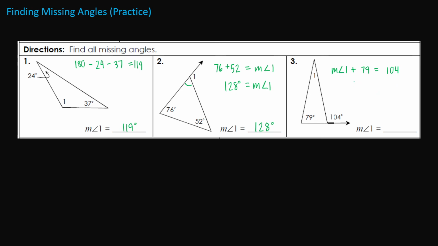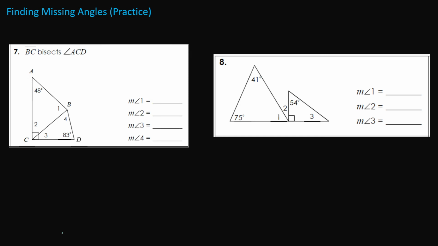And from there, we just know that we need to subtract 79. And so the measure of angle 1 is just going to equal 104 minus 79, which is 25. The measure of angle 1 is 25 degrees.